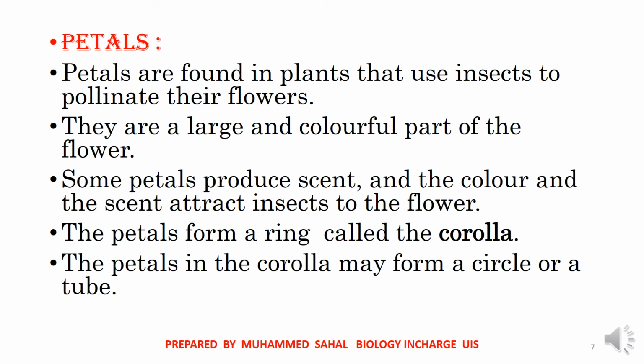Petals are found in plants that use insects to pollinate their flowers. They are a large and colorful part of the flower. Some petals produce scent and the scent attracts insects to the flower. The petals form a ring called the corolla. The petals in the corolla may form a circle or a tube.